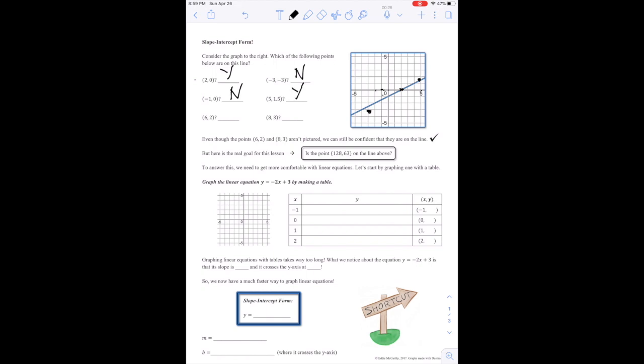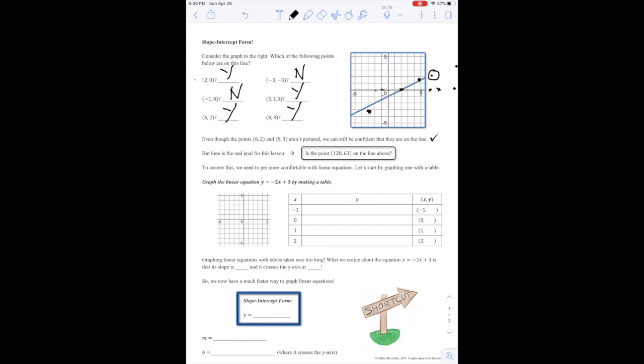Now the next 2 points aren't on this graph at all that we can see, but we can make some guesses about it. 6, 2 would be just over to the right of where the 5 is, and then up to here. And a good guess would say yes, in fact, that point is on the line. The next one's a little bit of a stretch, going over 8 to 3. So over, there's 5, 6, 7, 8, up to 3. Looks like it could be, so let's say yes for purposes of discussion. Okay, so even though those points aren't pictured, we can still feel pretty confident that they are on the line.